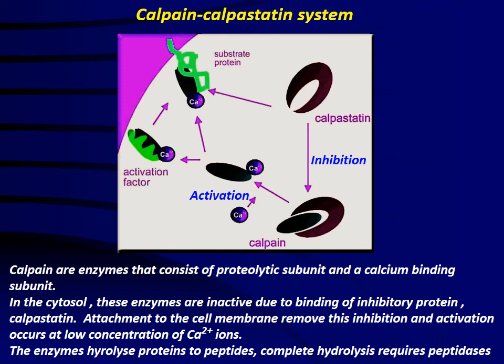Calpain calpastatin system. Calpains are enzymes that consist of a proteolytic subunit and a calcium binding subunit. In the cytosol, these enzymes are inactive due to binding of the inhibitory protein calpastatin. Attachment to the cell membrane removes this inhibition, and activation occurs at low concentration of calcium ions. The enzyme hydrolyzes proteins to peptides. Complete hydrolysis requires peptidases.